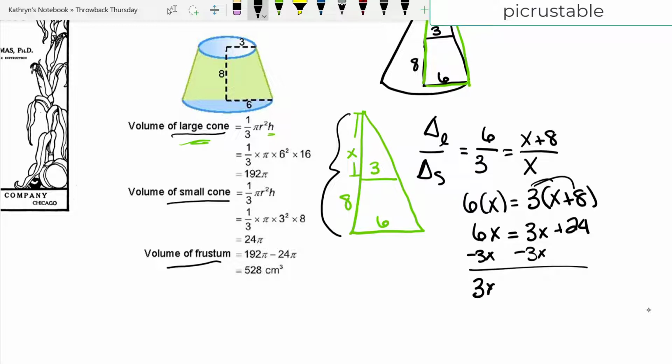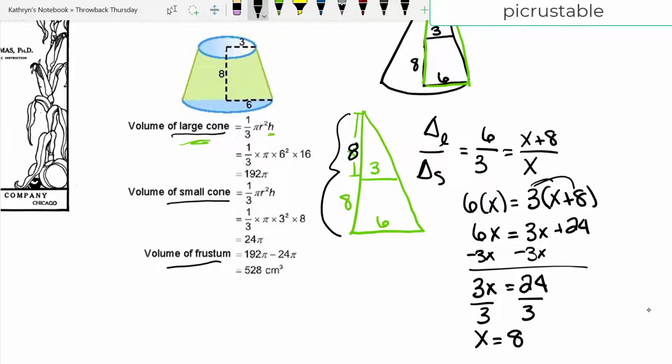So 3X equals 24. But we don't want to know 3X, we want to know X. So I'm going to divide by 3 on both sides. So it turns out that X is 8. This is 8. Don't get confused. Just because these are both the same doesn't mean it's going to work like that every single time.